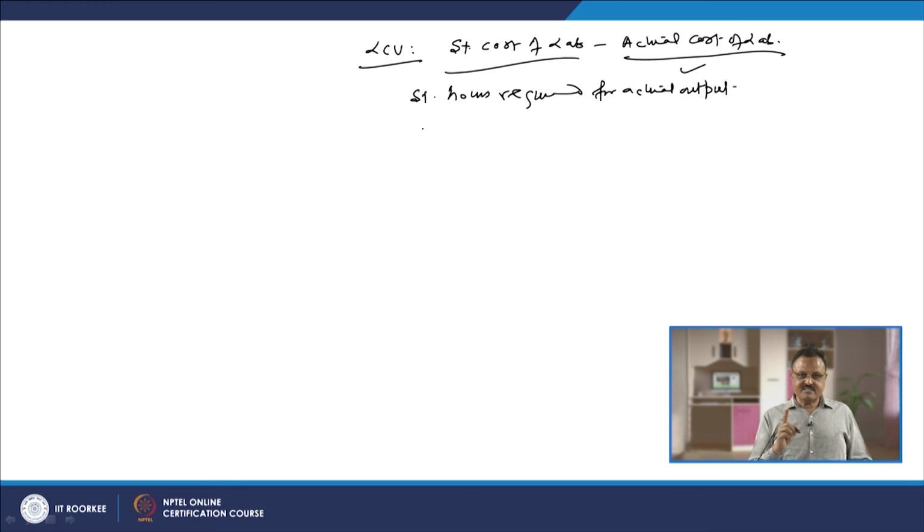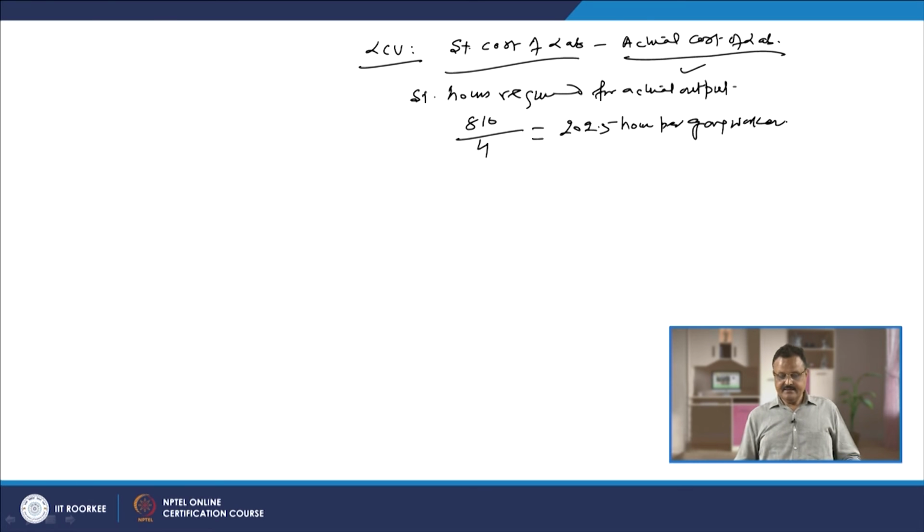Standard hours required for the actual output are how much? In 1 hour how much is the output? That is 4 units. So, what is the total output? Standard hours required for actual output is 810 divided by 4. So, how much does it work out as? 202.5 hours per gang worker.